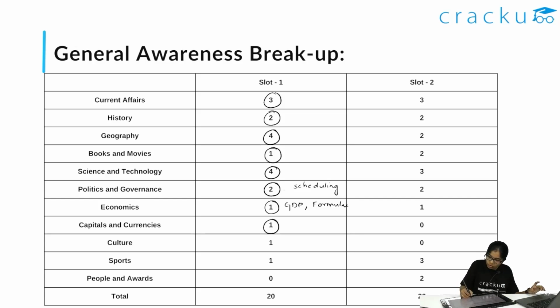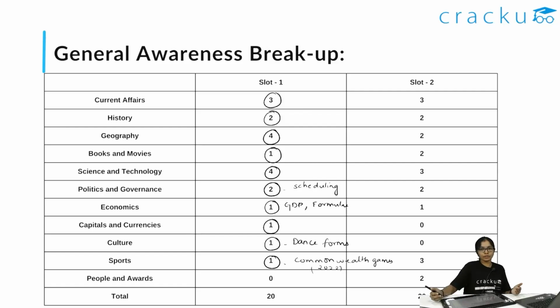And next we got 1 question on culture, in which they asked about folk dances: which dance is famous in which state and all. And we got 1 question from sports, and that question is on the Commonwealth Games 2022. The question is, in which place the Commonwealth Games 2022 were held and which country topped the medals tally. So basically I advise you to go through all kinds of awards and what kind of games happened in the previous year.